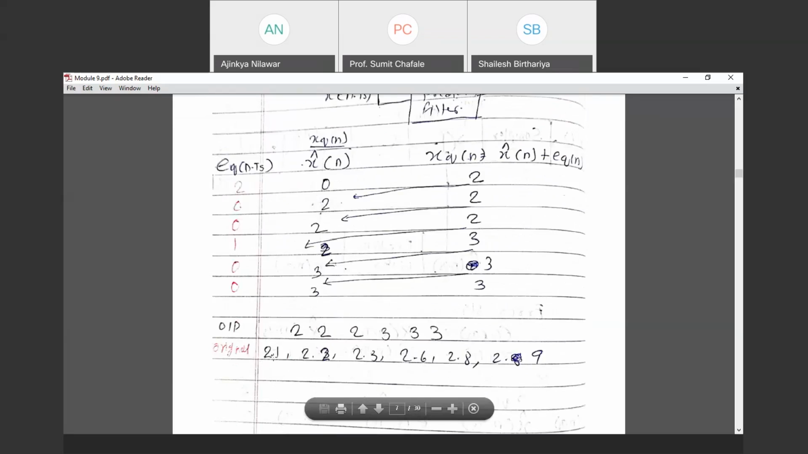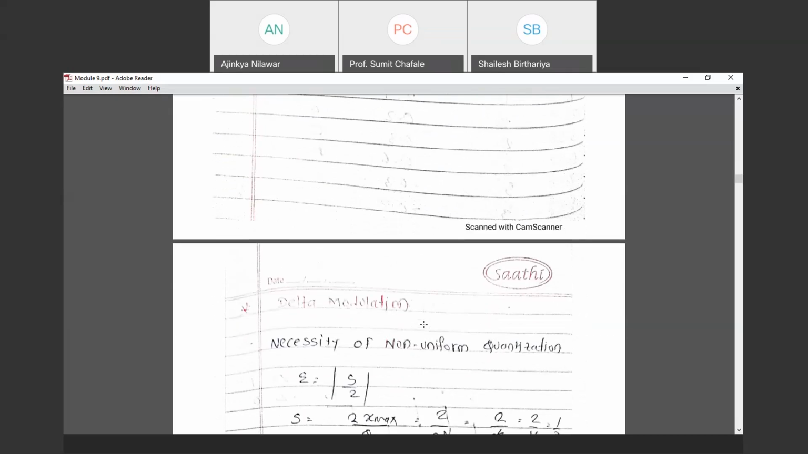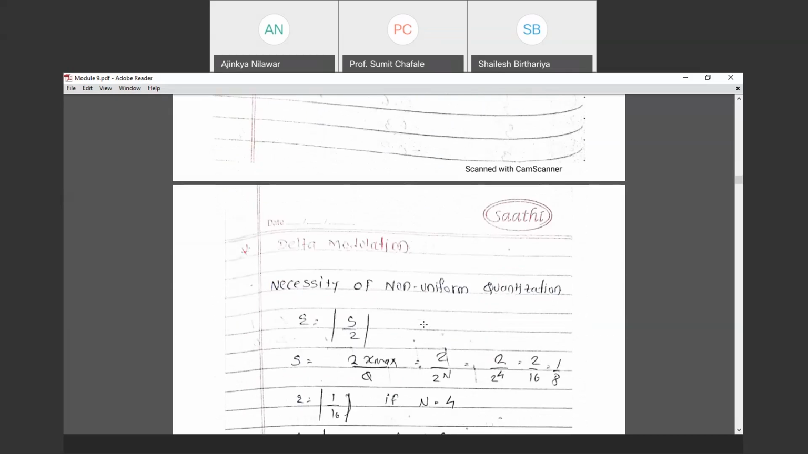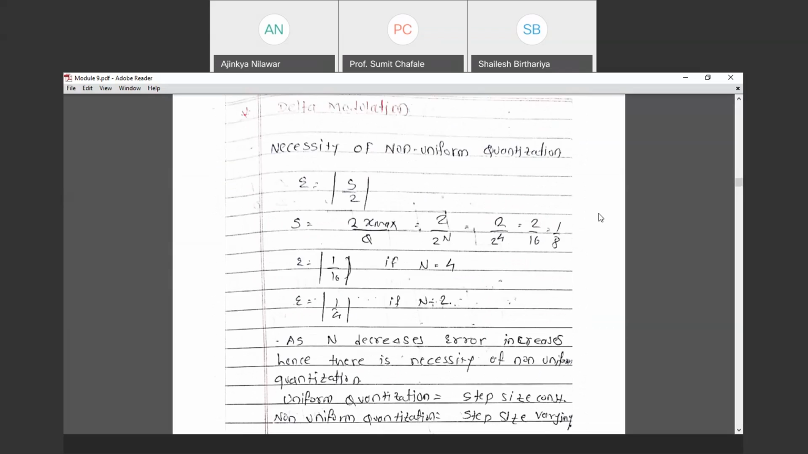You will see that our original signal is 2.1, 2.2, 2.3. That means for the first three signals, the voltage level is 2. And for the rest of the signals, 2.6, 2.8, 2.9, the voltage level is definitely 3. So basically in DPCM we are reducing the encoding blocks. Still, we have a 2-bit representation in the case of DPCM. In the case of PCM, it depends on the value of n representing the data.